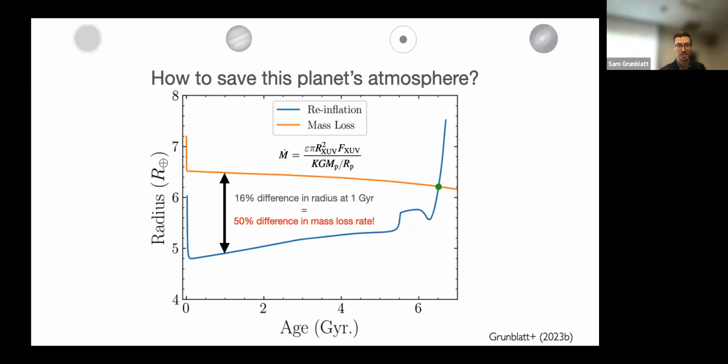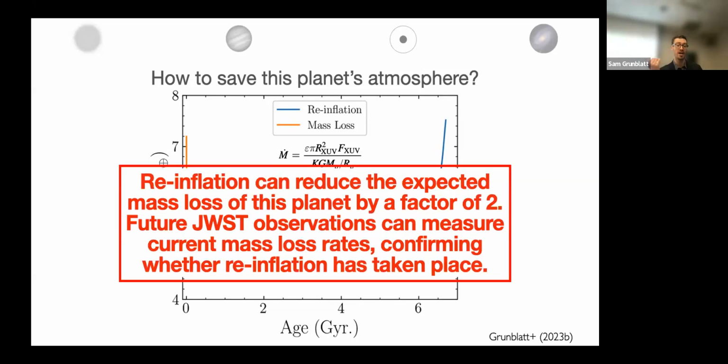Essentially, if we allow for reinflation in these hot Neptune systems, we can reduce the expected mass loss by a factor of 2. That seems like it would save the planet. It still makes it difficult, because then you're only losing about 30% of the planet's mass, which should be the entire mass of the atmosphere, but it does a better job of saving the planet's atmosphere. And we can actually hope to reobserve this with James Webb.